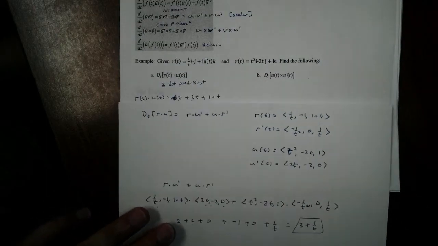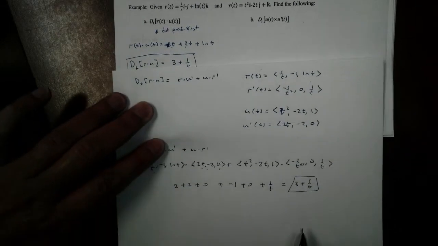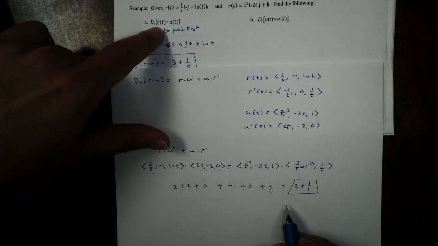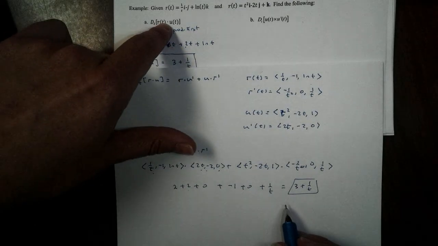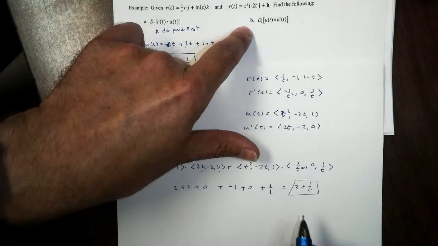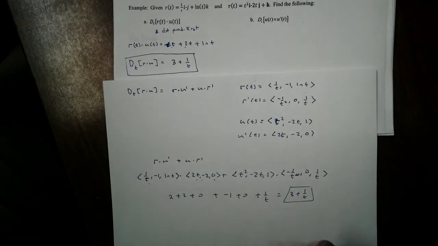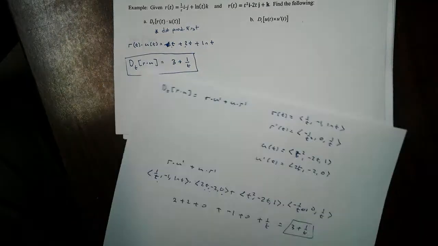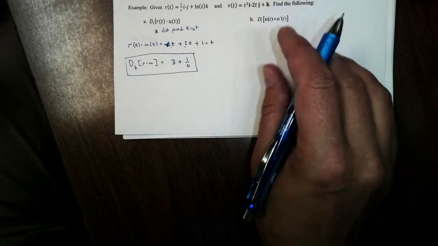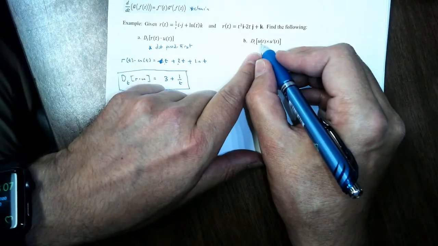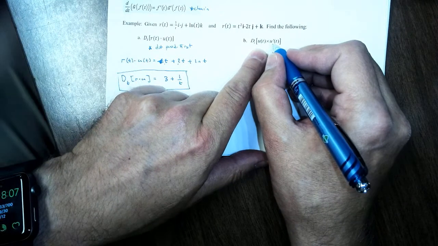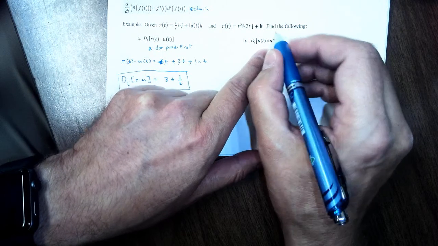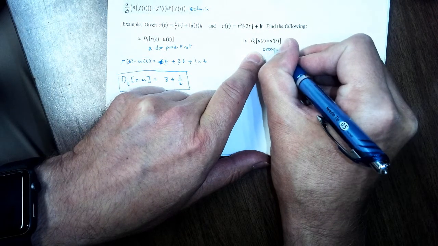Notice we do get the same answer in both cases. So the moral of the story is do the dot product first. Do the inside first, especially when you get to part B when you're looking for the cross product. So we do the dot product first here. For example B, we look at the cross product of u and u prime, so we do want to do the cross product first.